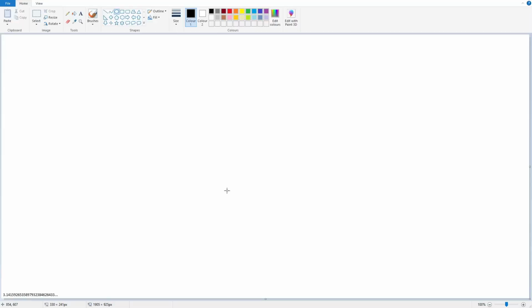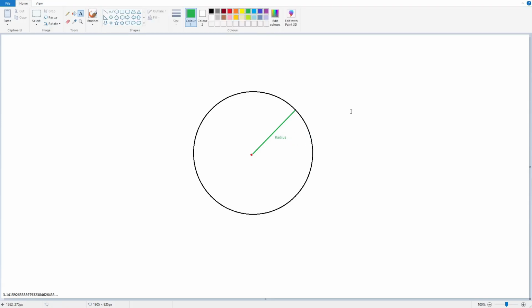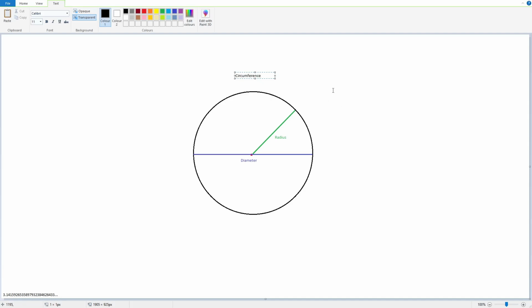So if we imagine that we have a circle, so here's our circle, and this red dot is the center of the circle. The distance from the center to the edge of the circle is called the radius. So let's write down radius. And the distance from one edge of the circle to the other edge of the circle is called the diameter. And finally, the distance of this black line that goes all around the circle is called the circumference.